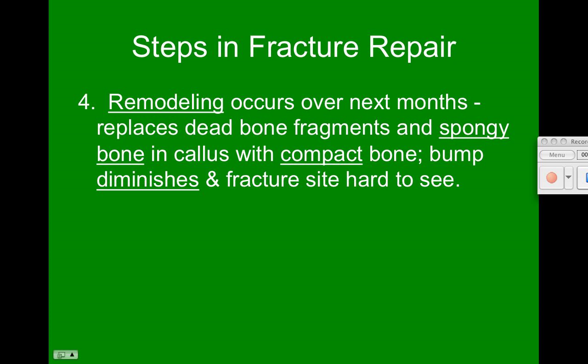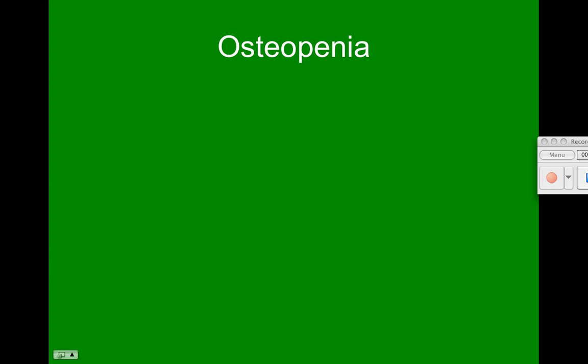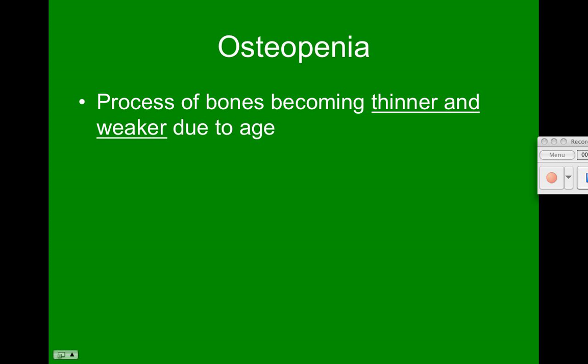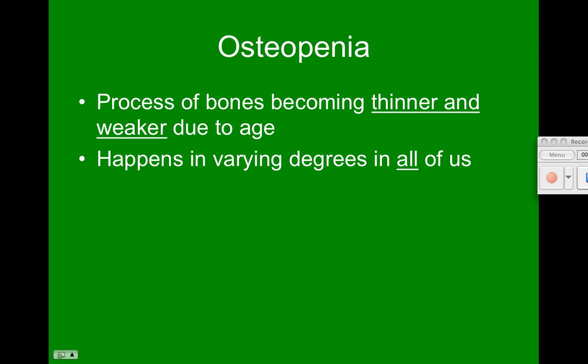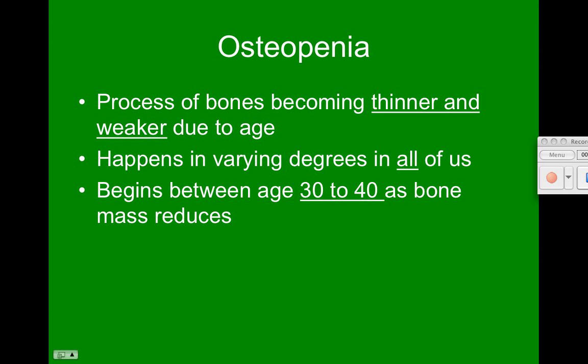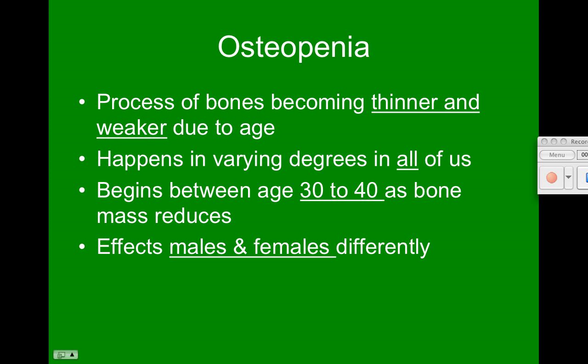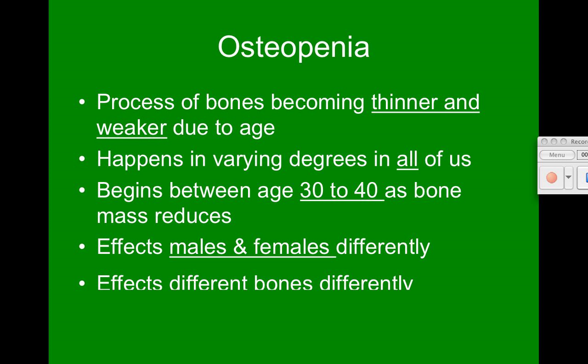Now, sometimes, though, fractures are caused because we have other problems. One of them is called osteopenia. This is the process of bones becoming thinner and weaker due to our age. And this is something that happens in all of us, to varying degrees. It begins between the ages of 30 and 40 as our bone mass starts to reduce. And typically, women lose more bone mass than men. I want to say that it's about 8 to 10% per decade for women, and it's much less in men. So it does affect males and females differently, and it affects different bones differently.